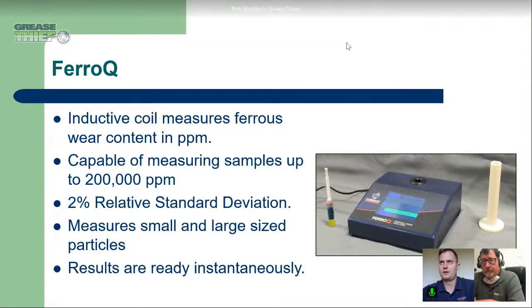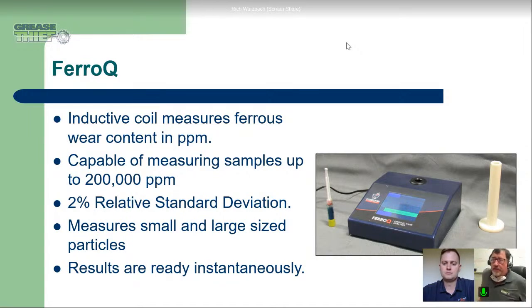The other properties that are measured in a typical lab test are, among other things, a great indication for the lubricant health itself. So focusing on the ferrous content gives us a good indication of the component health.